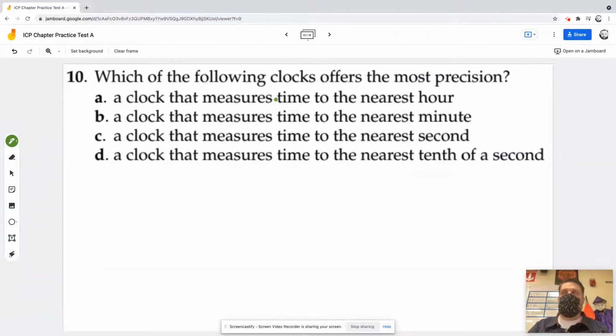Which one is it? It says, which of the following clocks offers the most precision? Measures time to the nearest hour, measures time to the nearest minute, measures time to the nearest second, or measures time to the nearest tenth of a second. Which one is the most precise? D, right? It's the smallest increment.